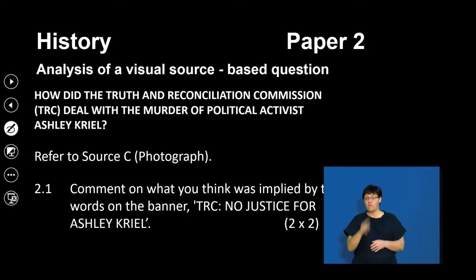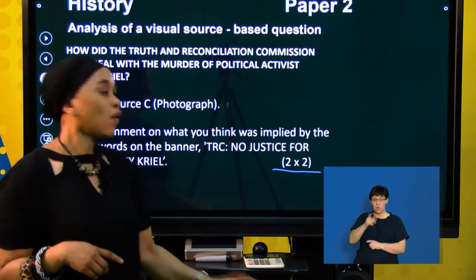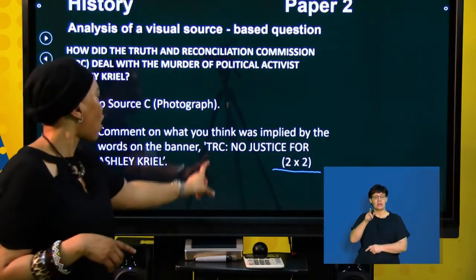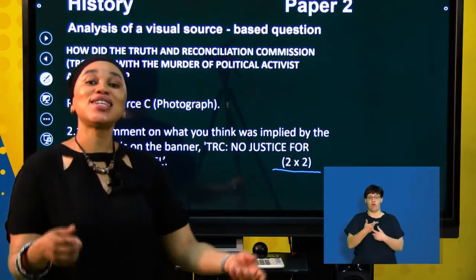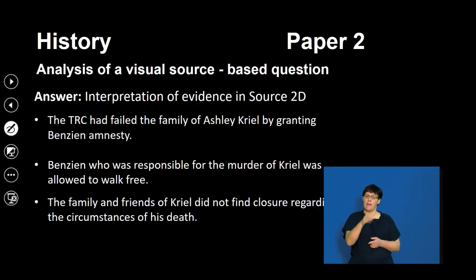Now, if you look at the question, comment on what you think was implied by the words on the banner. TRC, no justice for Ashley Krill. Now, if you look at the mark allocation there, you can see it's 2 times 2. So it's very important. So when you're commenting, that means you are giving your own analysis. If you remember, the visual source does not tell you what this meant. TRC, no justice for Ashley Krill. Now you need to bring in your own analysis of that. You need to comment on what was implied by those words.